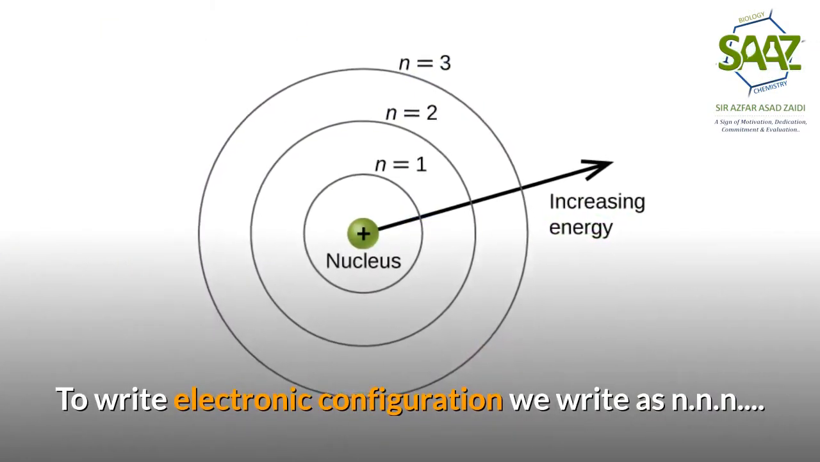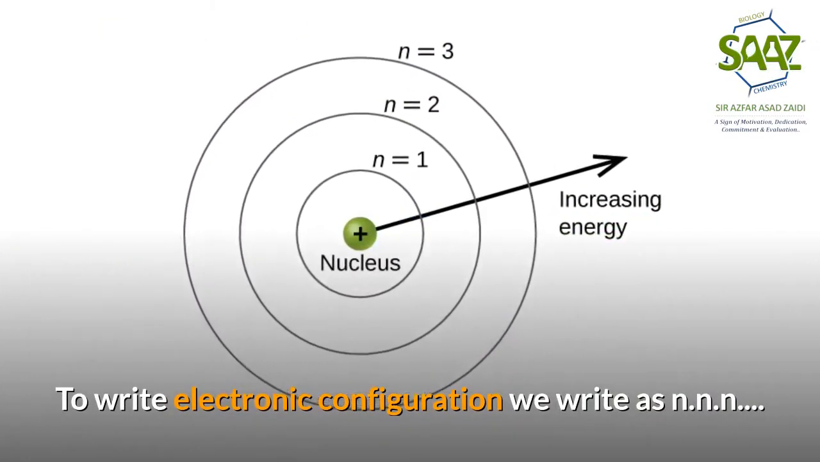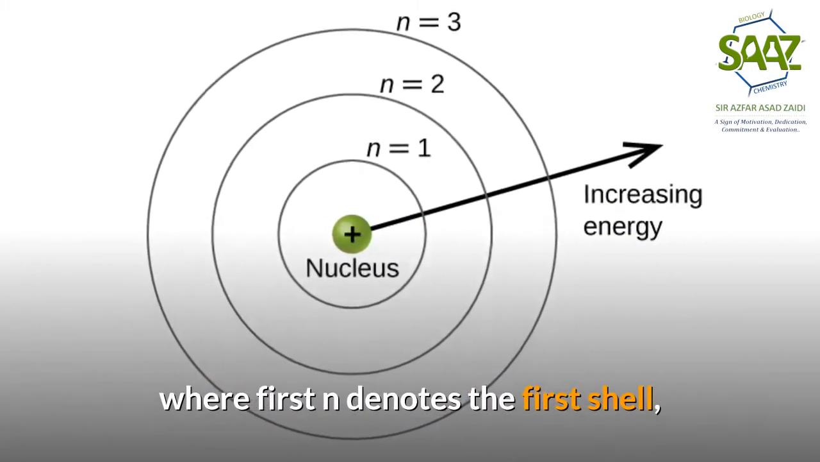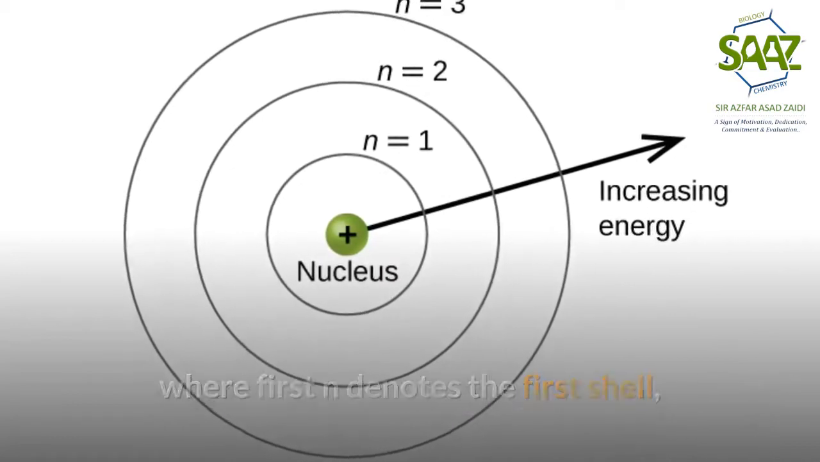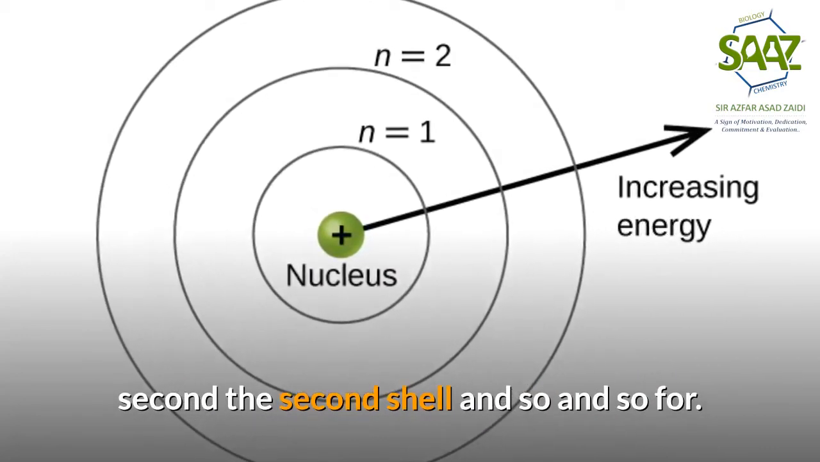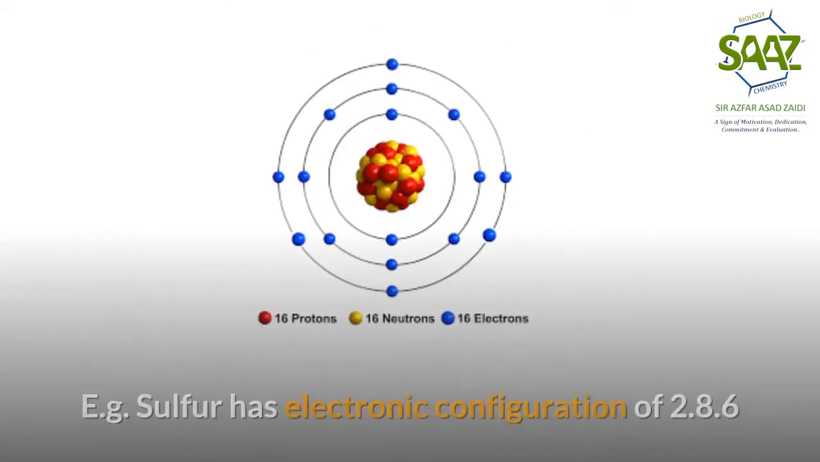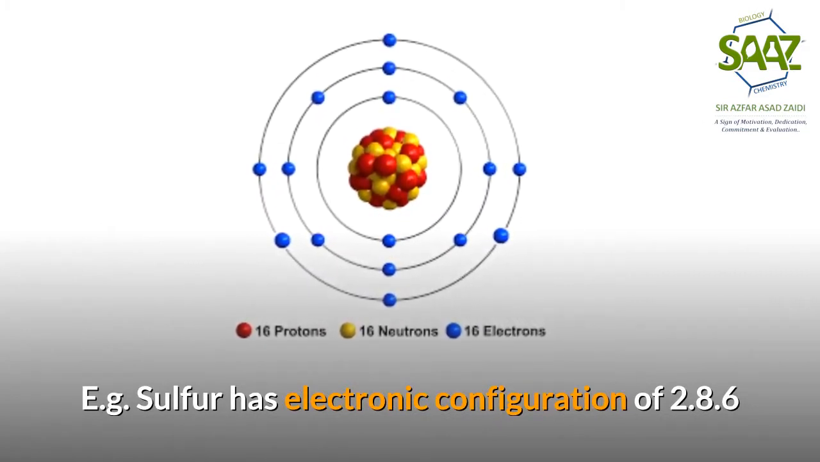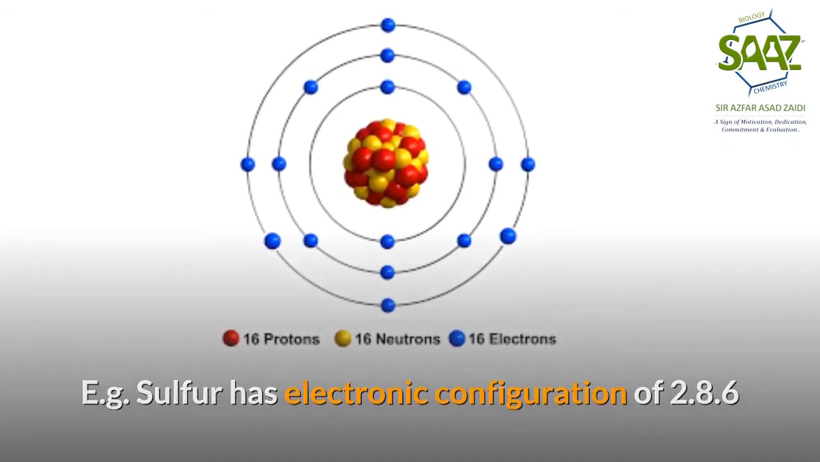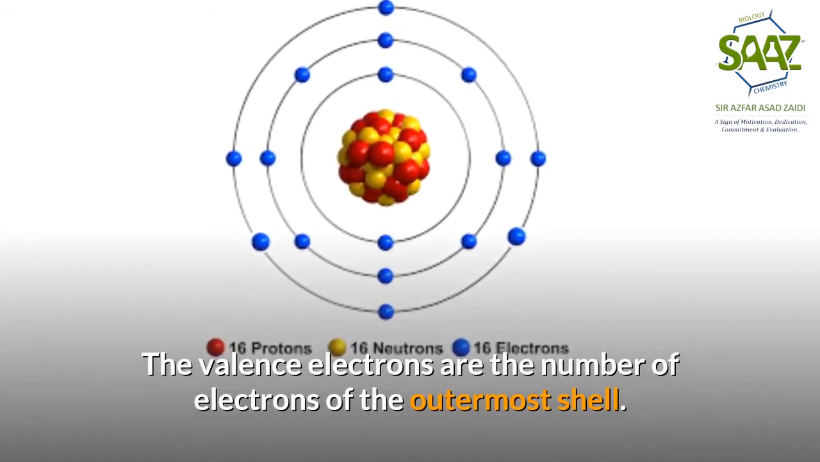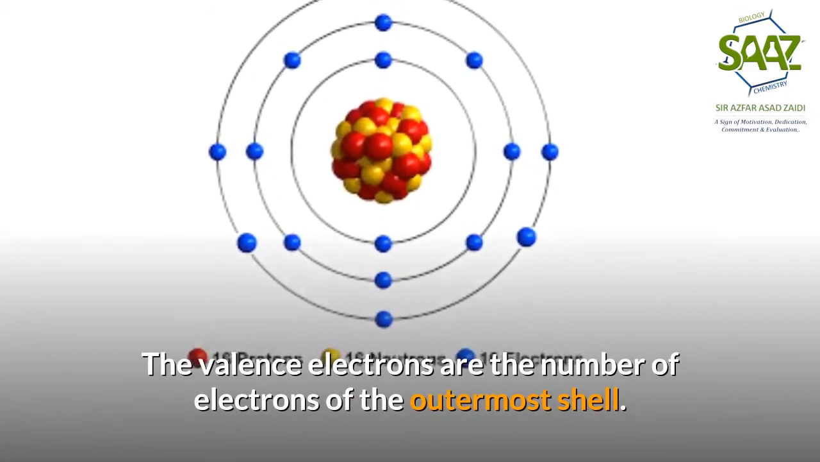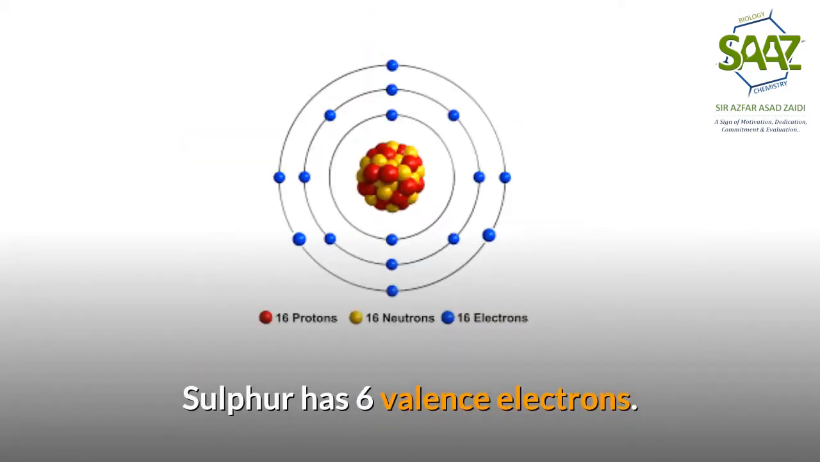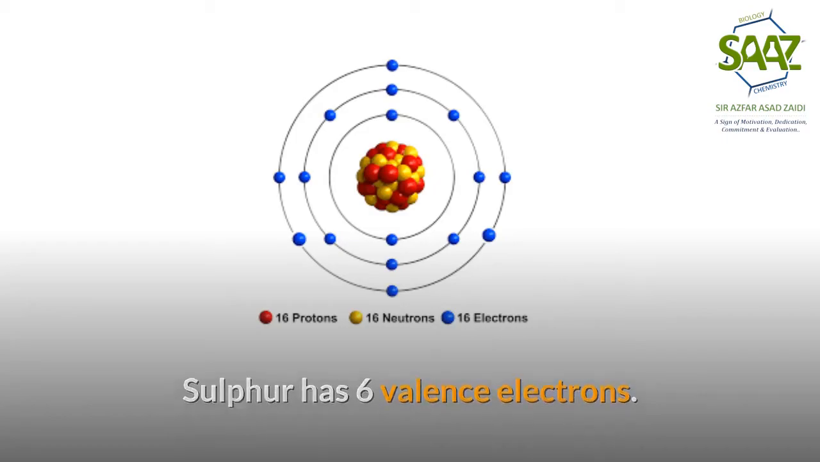To write electronic configuration, we write as N,N,N, where first N denotes the first shell, second the second shell, and so forth. Example, sulfur has electronic configuration of 2,8,6. The valence electrons are the number of electrons of the outermost shell. Sulfur has 6 valence electrons.